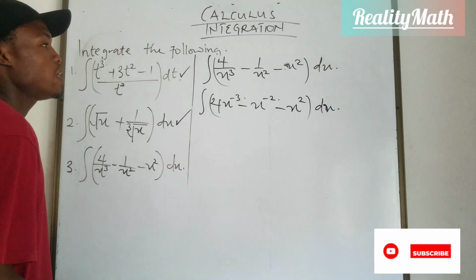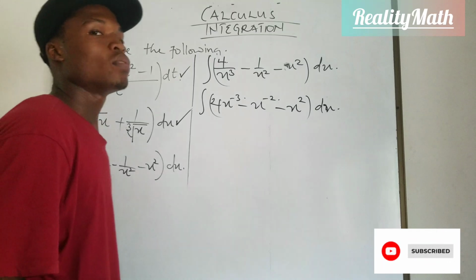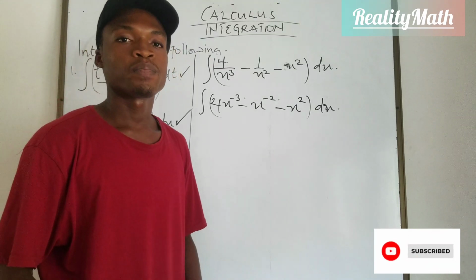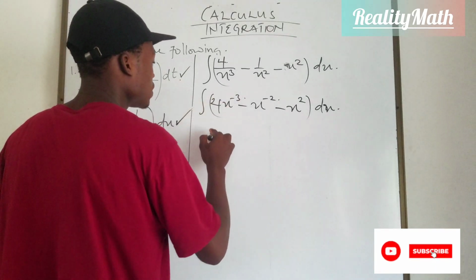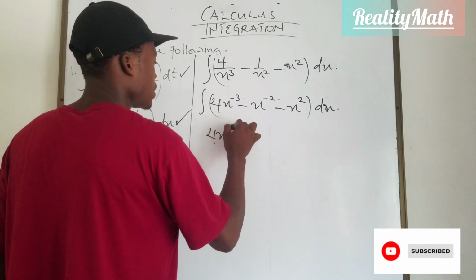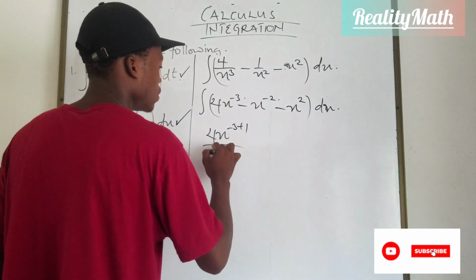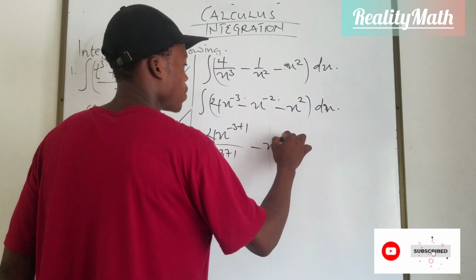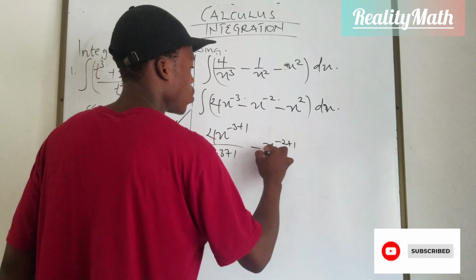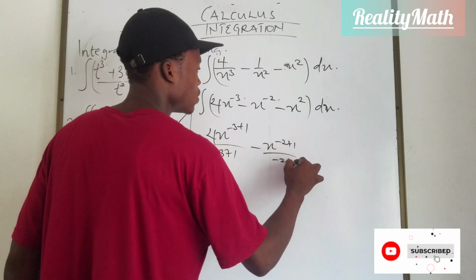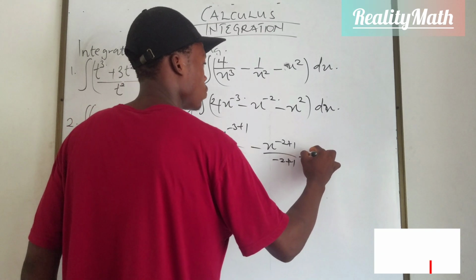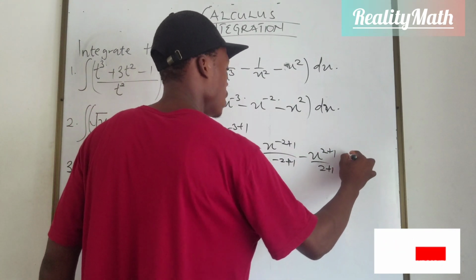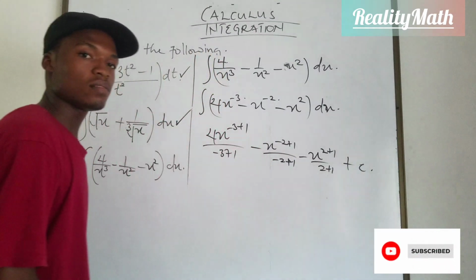So let's see. Now you can still pause the video and try to find your answer. Now when we integrate this, what are we going to have? 4x to the power minus 3 plus 1 all over minus 3 plus 1, minus x to the power minus 2 plus 1 all over minus 2 plus 1, minus x to the power 2 plus 1 all over 2 plus 1, right? Plus the constant c, right?